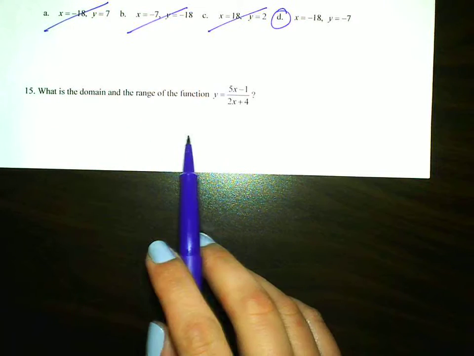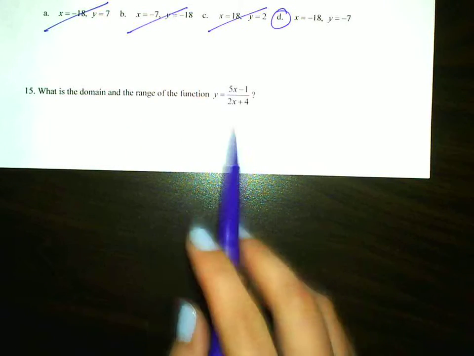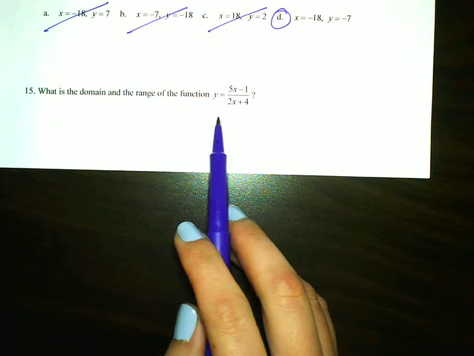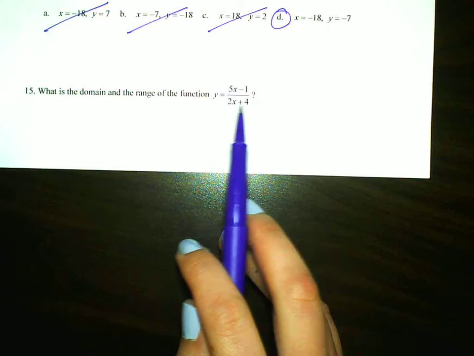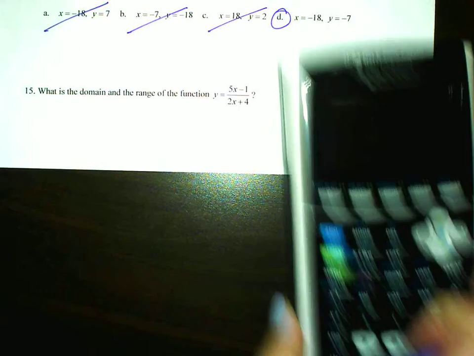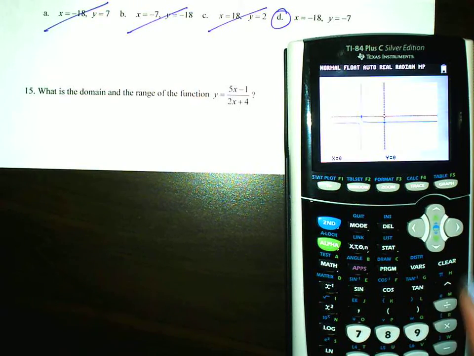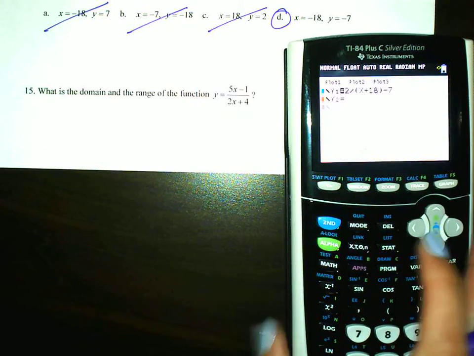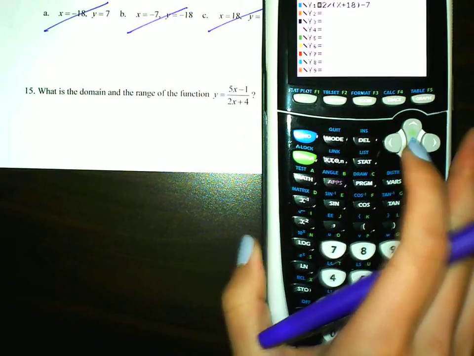Okay, we're going to look at number 15. What is the domain and range of the function y equals (5x minus 1) over (2x plus 4)? So whenever you're given a domain and range problem, it's always nice to look at our calculator here. So let me go ahead and plug this in.